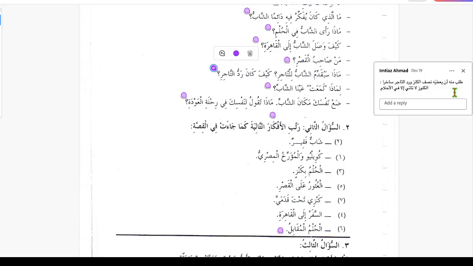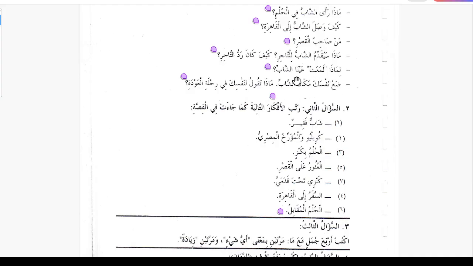So we know that talaba minhu, the young man asked him, he demanded from him, an yutiyahu nisfal kinzi. So he asked half of his treasure, but the merchant responded sakhiran, mockingly, al kunuzu la tati illa fi ahlami. So the young man was asking half of his treasure if he would show him where the treasures are that he saw in his dreams. The merchant jokingly responded, the treasures only come in the dreams.